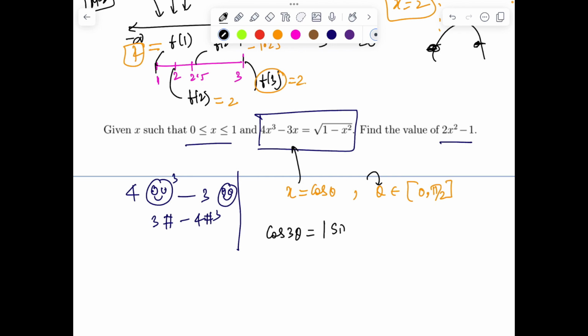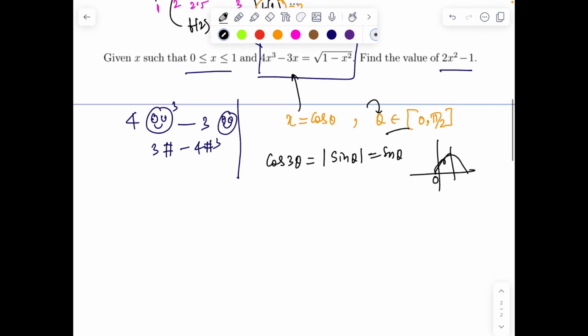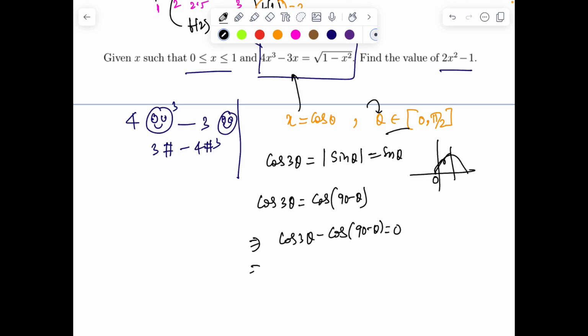3 theta equals root over 1 minus cos square theta, which is mod sin theta. Now, since theta is from 0 to pi by 2, sin is definitely positive, so it will open as just sin theta. And the solution is not difficult from here, because we can write cos 3 theta equals cos of 90 minus theta, and that gives me cos 3 theta minus cos of 90 minus theta equals 0.